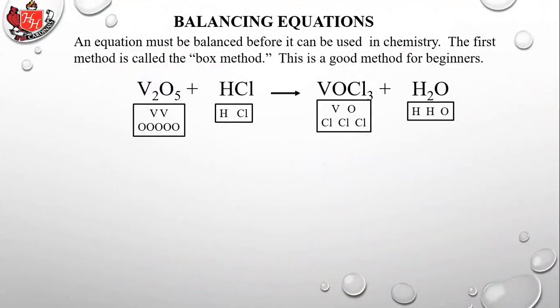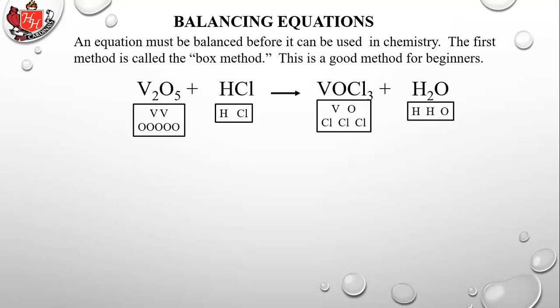So, there's two methods for balancing equations. The easier of the two, and the one that's easiest to learn, is called the box method. So an equation must be balanced before it can be used in chemistry. The first method is called the box method. This is a good method for beginners. You eventually want to move past this. It takes a lot of time to do it, relatively a lot of time, and a lot of space on your paper. So let's just take a look.